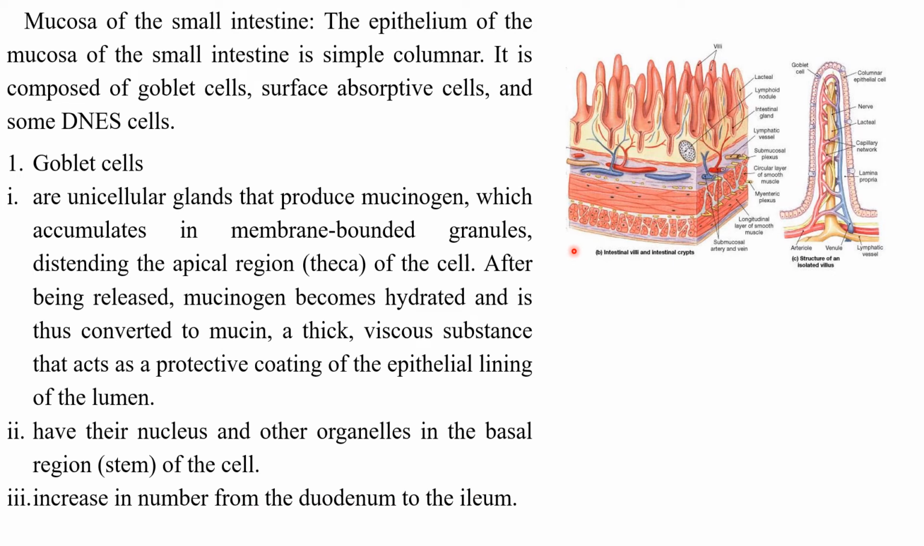Mucosa of the small intestine. The epithelium of the mucosa of the small intestine is made up of simple columnar cells. It is composed of goblet cells, surface absorptive cells, and some DNES cells.